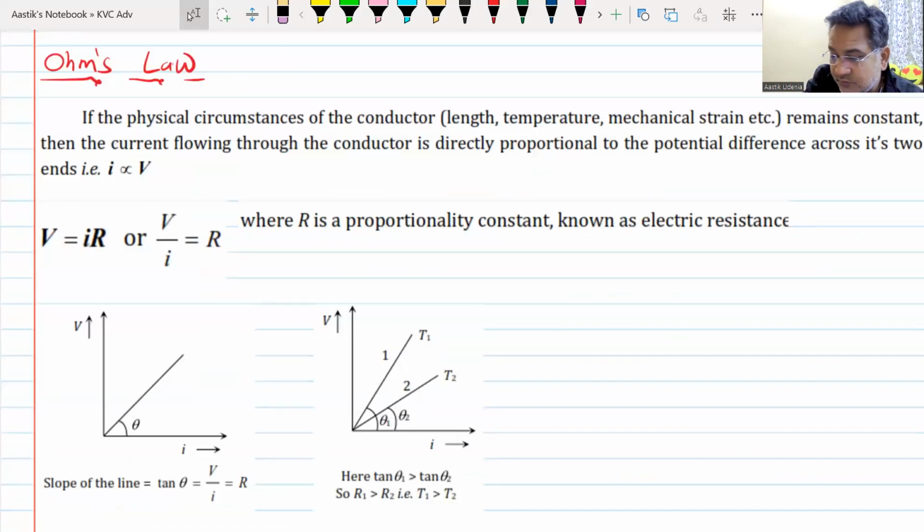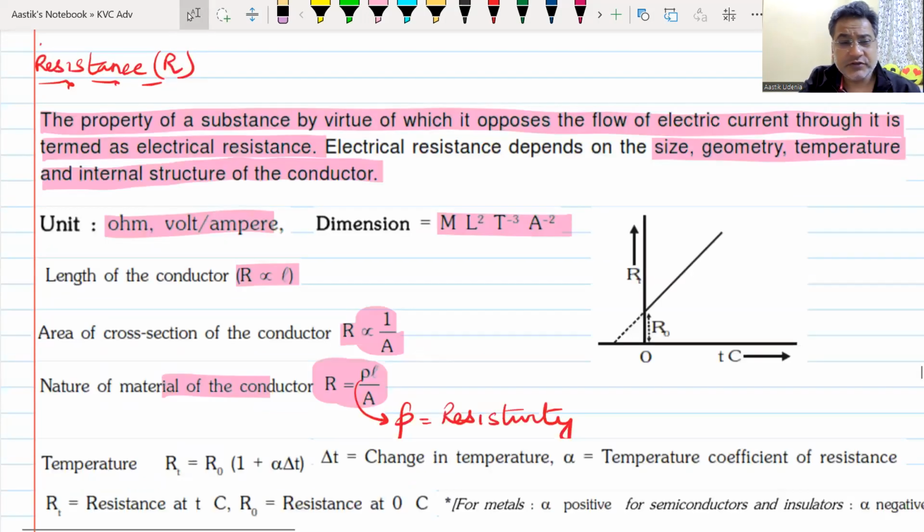We had seen what is Ohm's law. Current is directly proportional to V. The graph is drawn between V and I. R is the proportionality constant. Do we remember this? And we had also seen that Ohm's law is not universal.